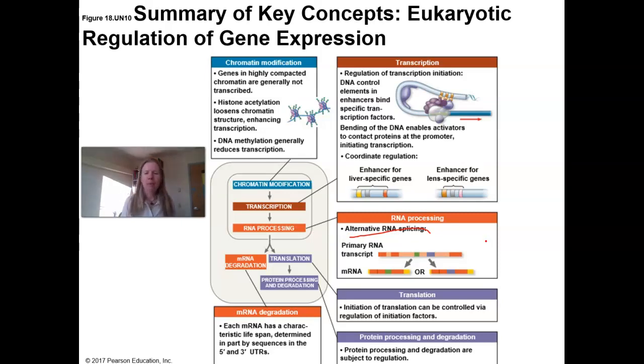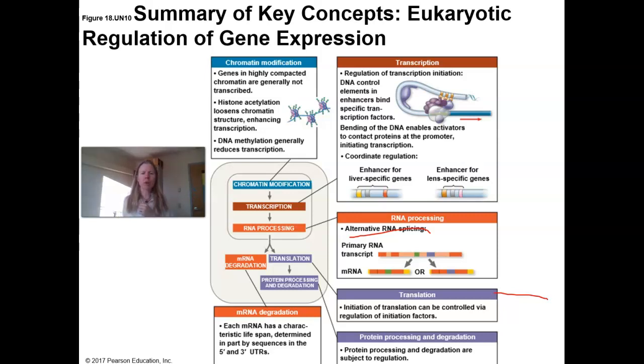Okay, so then we start getting down into translation. We get into translation. And again, this is happening at the ribosome. The only thing I would say about this level of gene expression control is that the initiation, the starting of translation, can be controlled. So just because a ribosome grabs something doesn't mean it's always going to translate it.